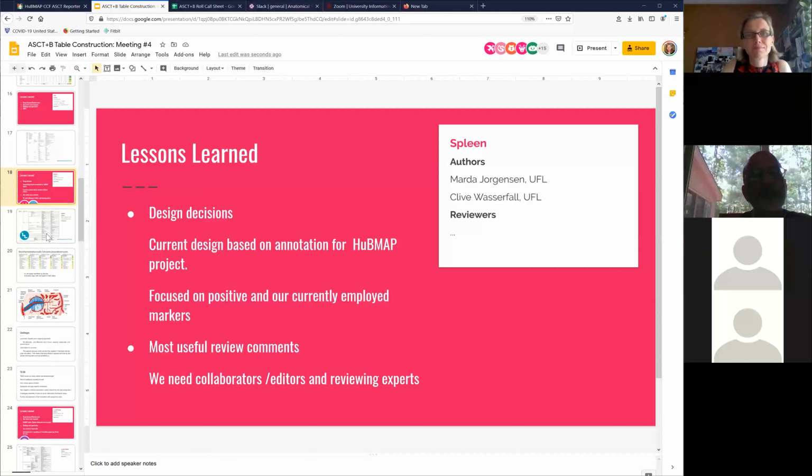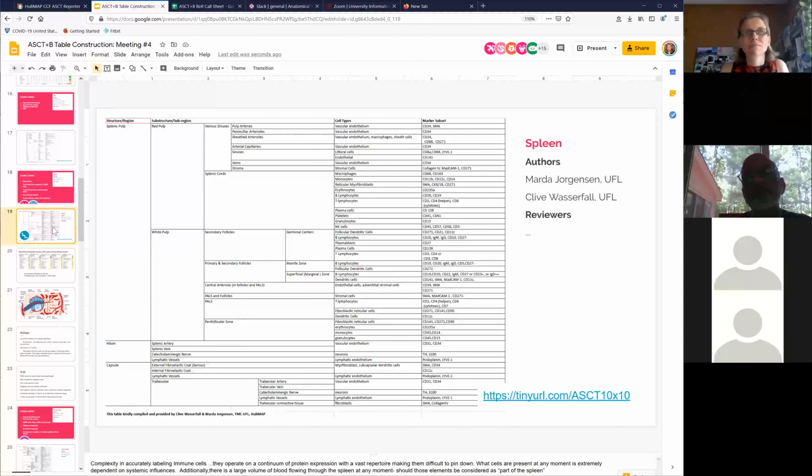Hi, guys. Basically, the point that we're at on our table right now is that our design decisions were based on what was called for in the annotation portion of our HubMap project. So it is heavily focused on positive markers, and it is something that we have tried to evolve based on what we are currently using in the lab, so that we could identify particular cell types.